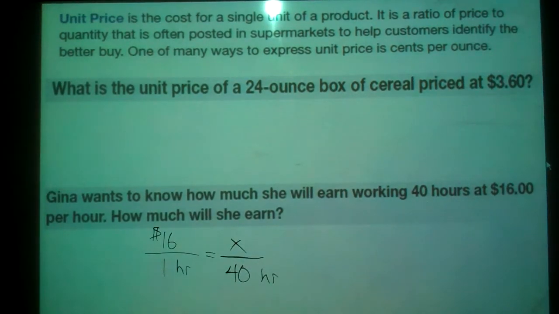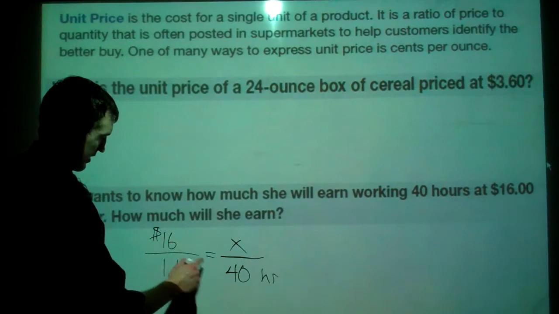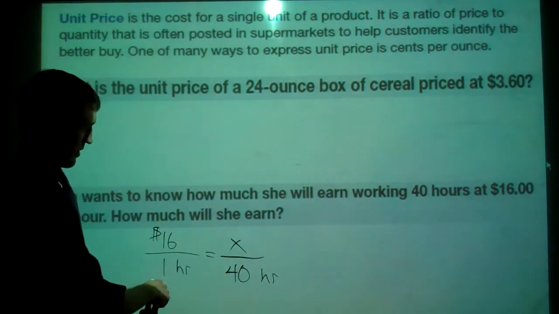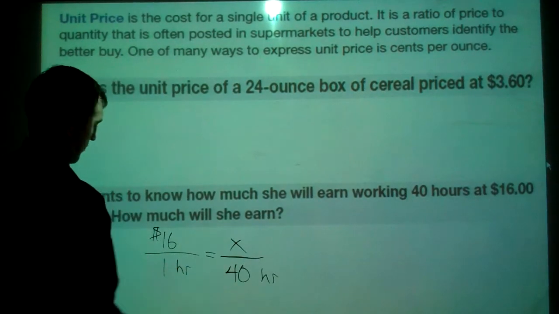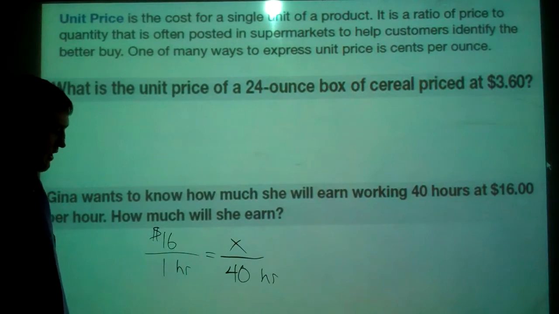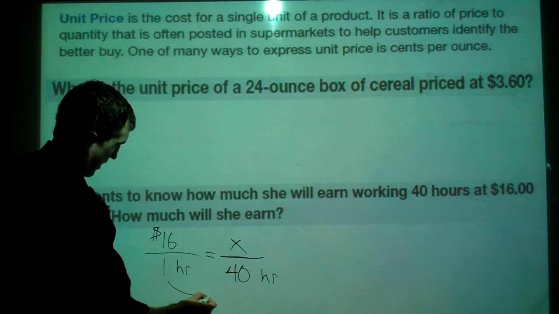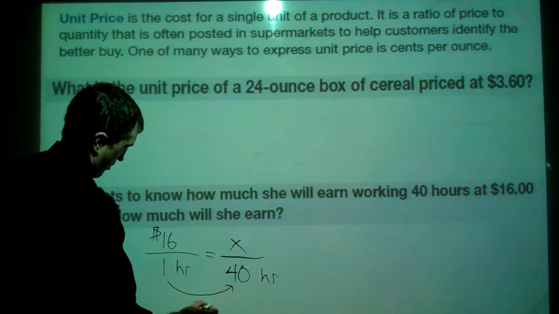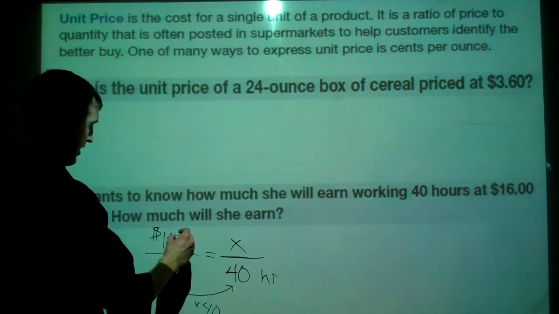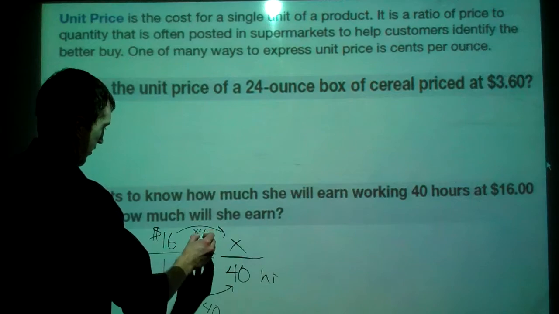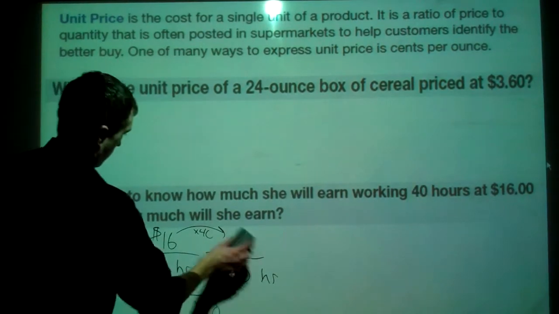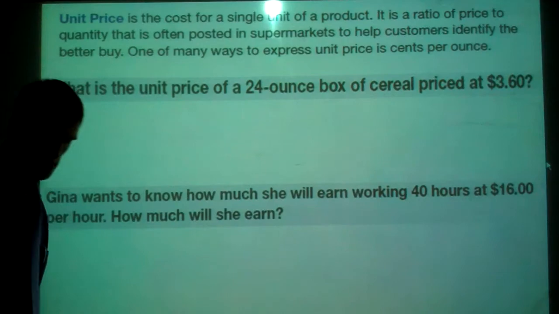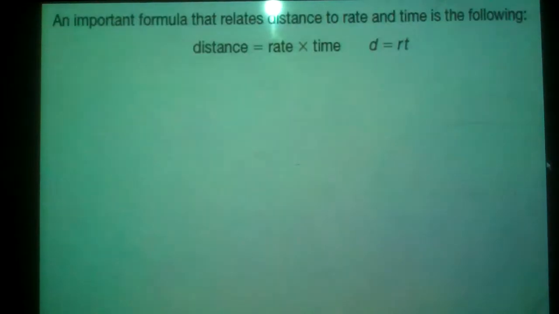One thing we could do, cross multiply and divide. 16 times 40, and then divide that by 1. But if we divide by 1, we get the same answer. So really, 16 times 40 should get us the right answer. If we look at it this way, to get from this denominator to that denominator, we multiply by 40. So 16 times 40 should give us our answer anyway. I won't go ahead and do that one, but that's how we would do that.